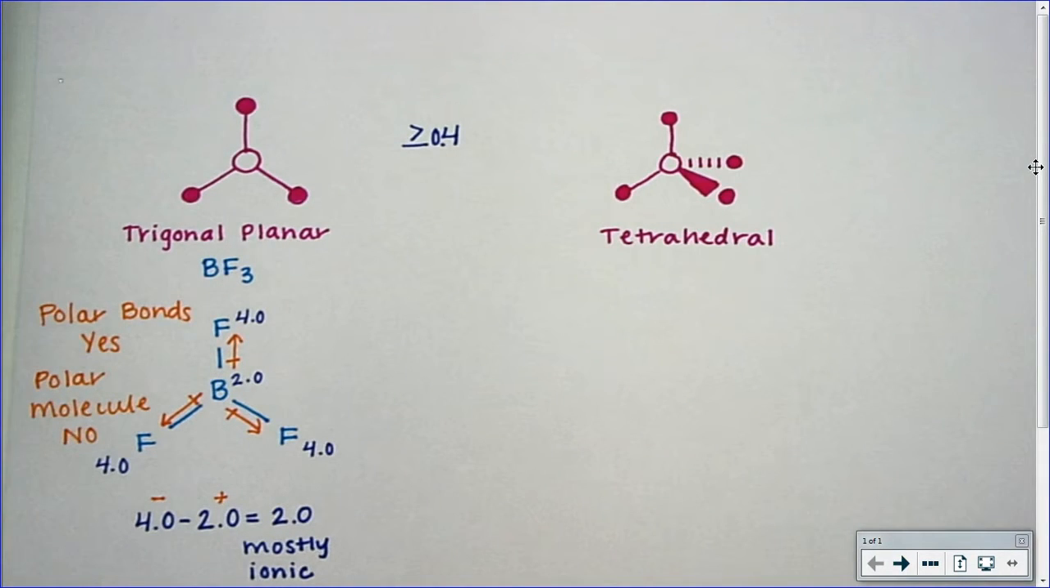And so I made a note here on the left saying that, yes, we have polar bonds, but no, we do not have a polar molecule. Another thing to note before we move on to a tetrahedral is that if you ever have no for your answer of polar bonds, then there's no way you can have a polar molecule. So let's go ahead and do an example of a tetrahedral.